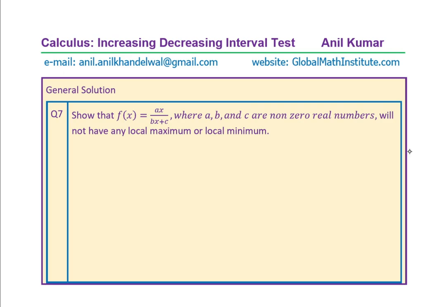Question number 7. Show that f of x equals ax over bx plus c, where a, b, c are non-zero real numbers, will not have any local maximum or minimum. You get the idea. Very interesting question. It comes under communication and thinking skills, right? So this is under communication and thinking. So you have to basically show that the derivative is not equal to 0, right? So then there won't be any local maximum or minimum.